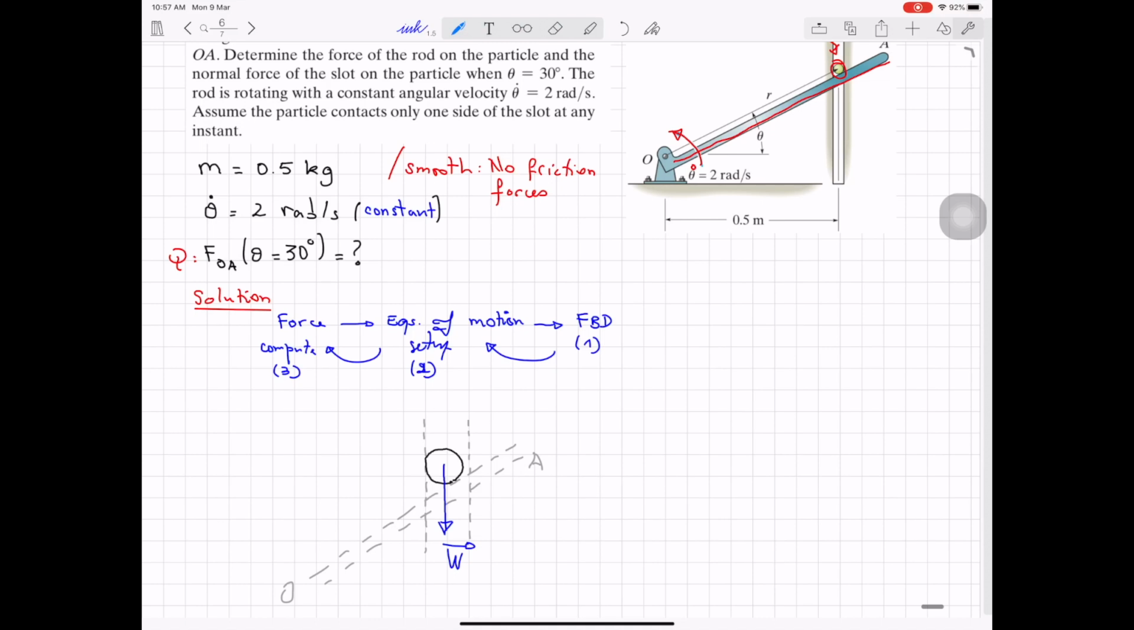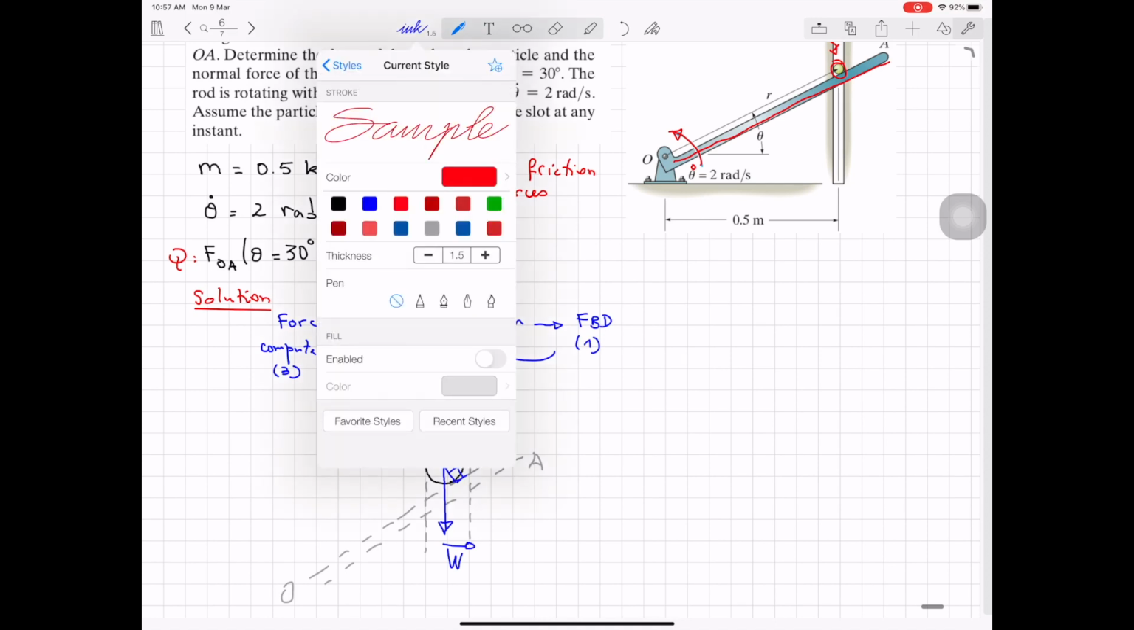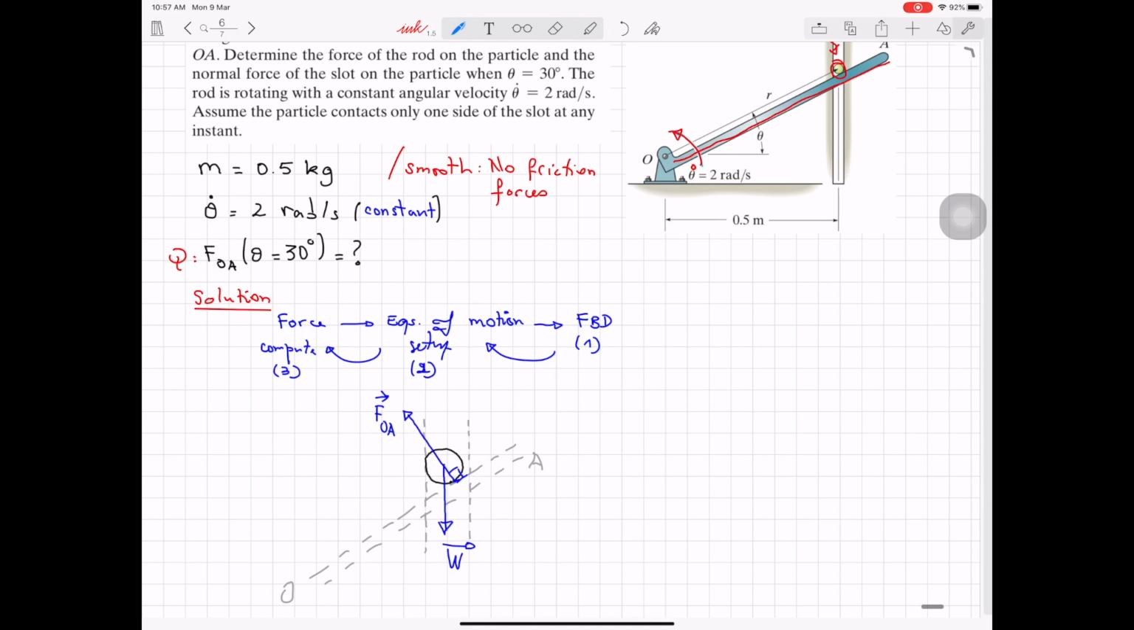Now look here carefully. First, the arm OA will exert a force on the mass. That force will be perpendicular to the line drawn from O to A. So I will draw that force. This is the force of the arm OA that is exerted on the mass. I have to show here that it is perpendicular to this arm. The other force, I'm going to draw it in red, is the force of the support.